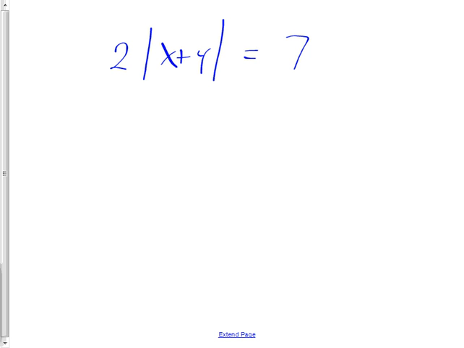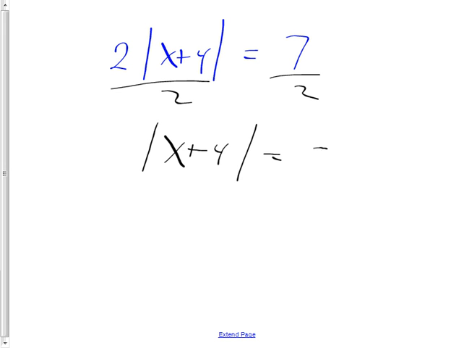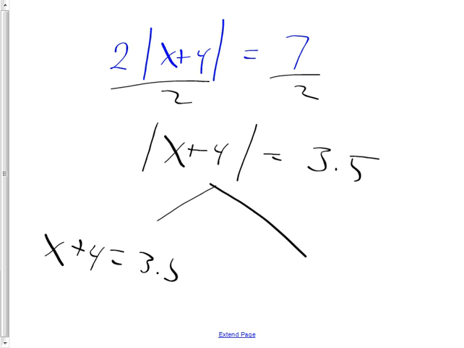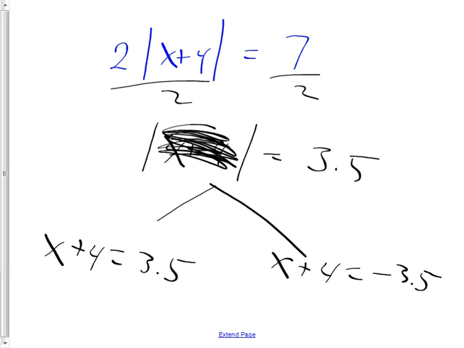Okay, either you remember these or you don't. Divide by 2, x plus 4, 3.5. That's what half or 7 halves is. If you wanted to use 7 halves in the problem, that'd be fine. This you just split into 2. It's x plus 4 equals 3.5, just like it reads, and x plus 4 equals negative 3.5. Why? Because what's underneath here has to either be 3.5 or negative 3.5. So that's what we're doing. We're setting it equal to 3.5 and negative 3.5. Okay.